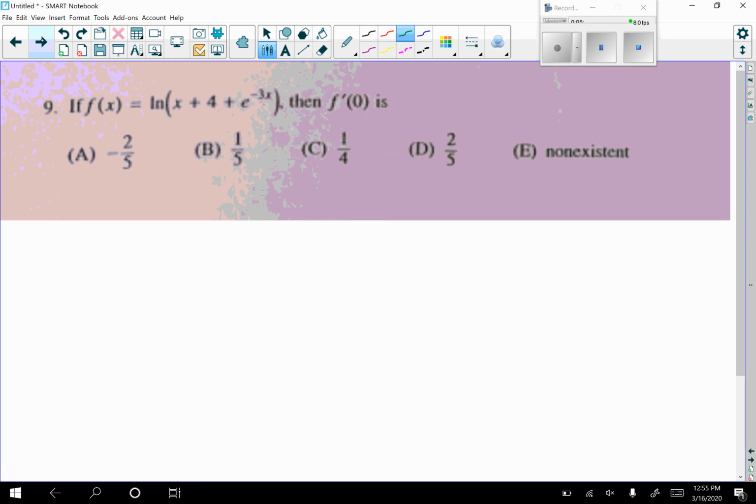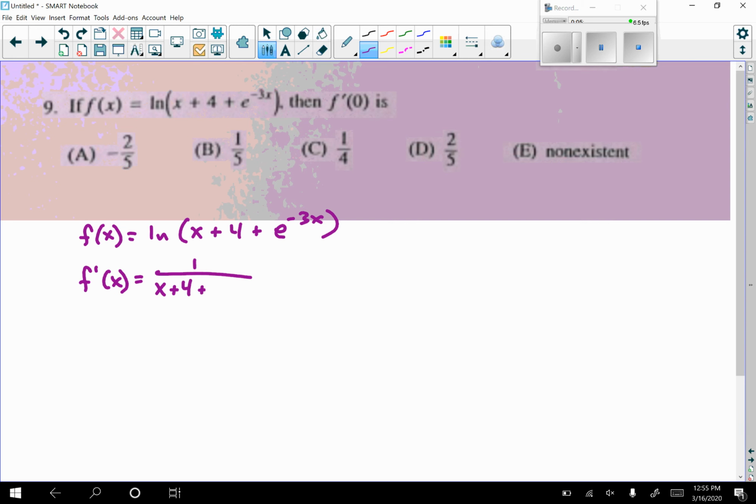All right, for number 9, we're asked to find f prime of 0 if f of x is equal to the natural log of all of this. So just to write that a little clearer, it's the natural log of x plus 4 plus e to the negative 3x. So first finding f prime of x, if this is a natural log of this entire expression, it becomes 1 over this entire expression times the derivative of, again, the inside stuff.